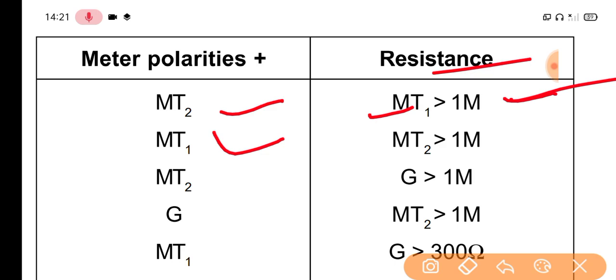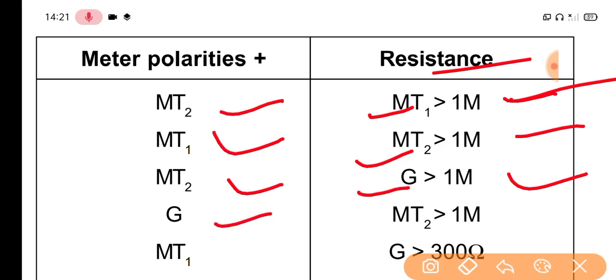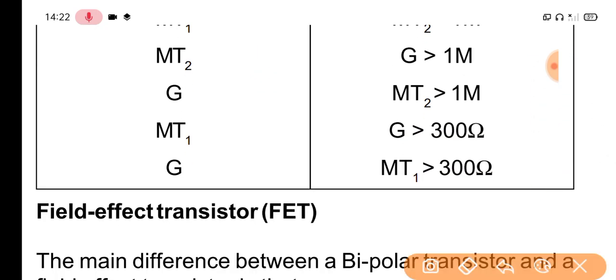MT1 to MT2 is greater than 1 mega ohm. Gate to MT2 is greater than 1 mega ohm. MT1 to gate resistance is greater than 300 ohm, and gate to MT1 is greater than 300 ohm.